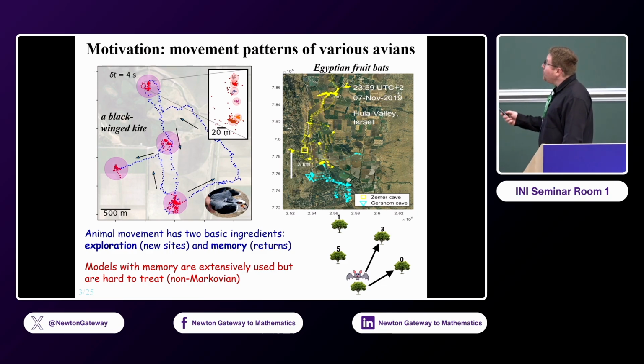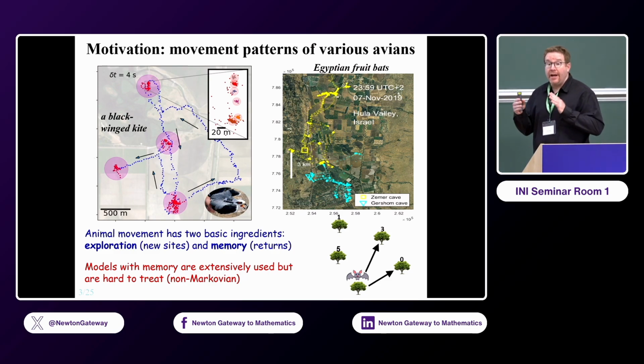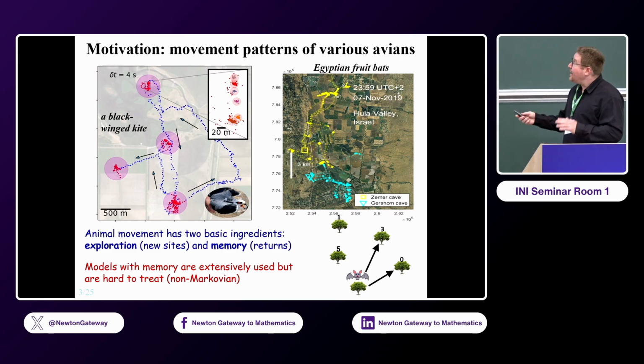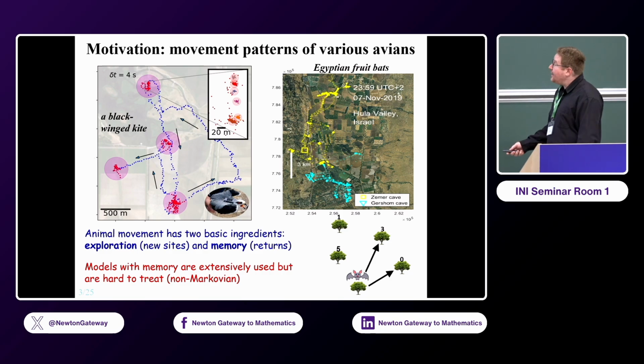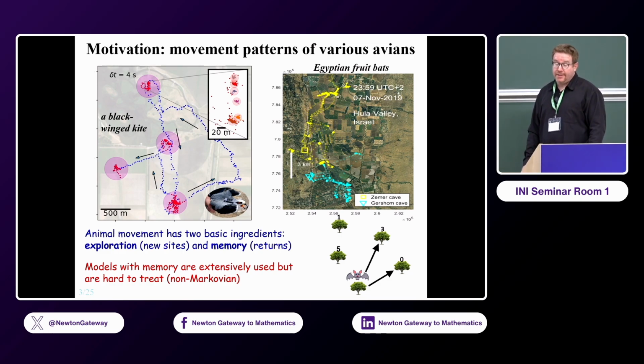Let's first focus on the dynamics of the fruit bats. We wanted to understand how the fruit bats explore new sites, in what way they visit new trees, and how they revisit already visited trees, so how their memory works, more or less. Basically, any animal movement model should have these two basic ingredients: exploration of new sites and memory in the form of return to already visited sites.